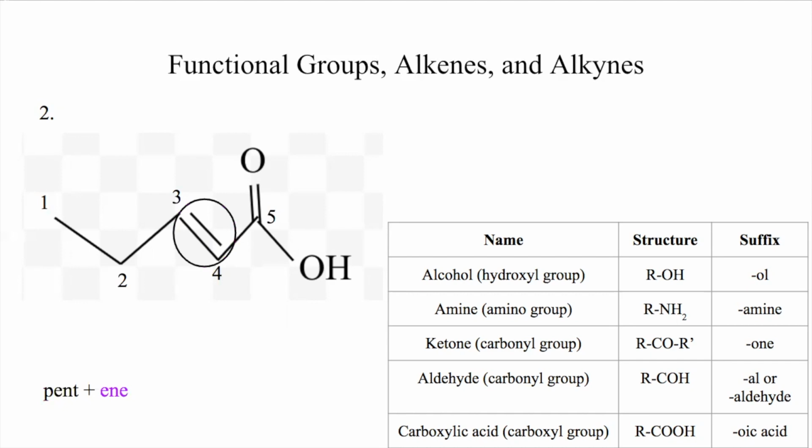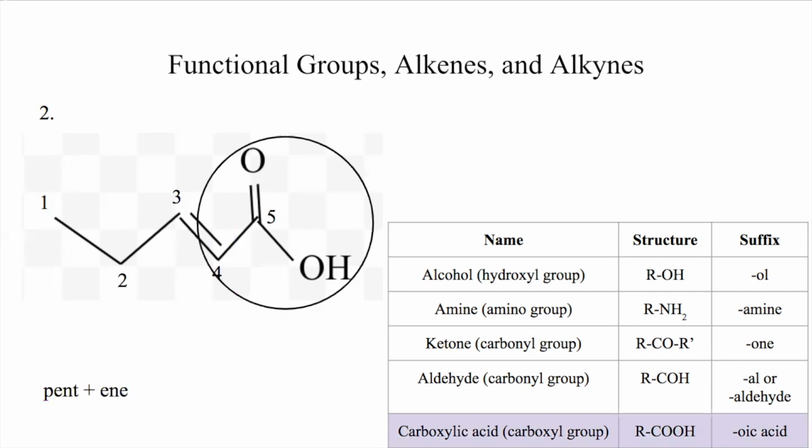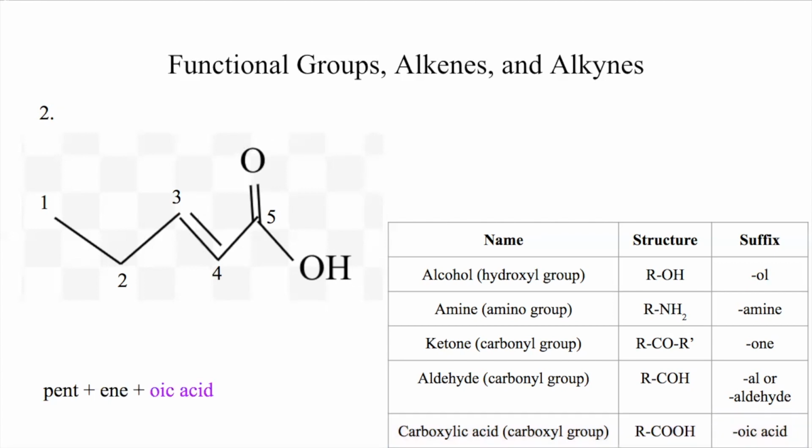But a double bond isn't the only functional group present here. There's a carboxyl group on the right end. If we look at our chart, we see that molecules with carboxyl groups are called carboxylic acids and receive the suffix oic acid. Now, all we have to do is assign each group a number.